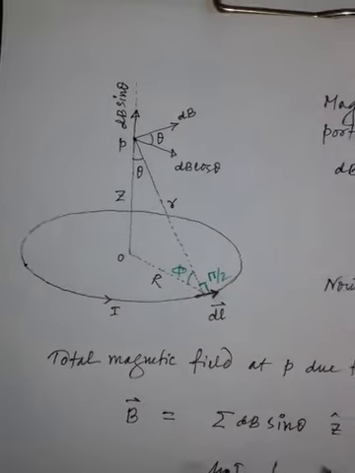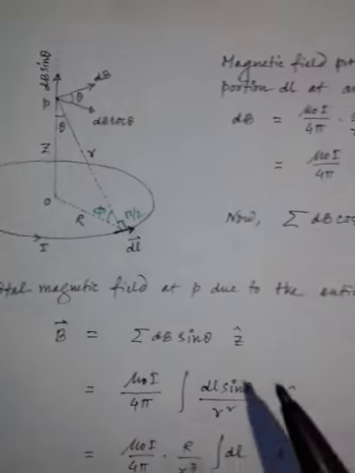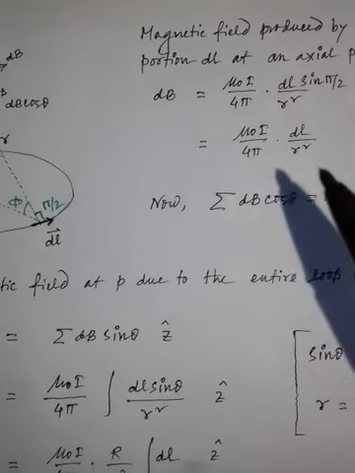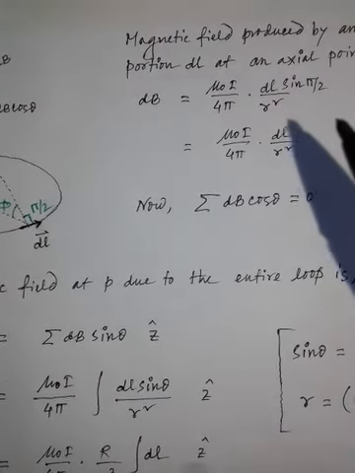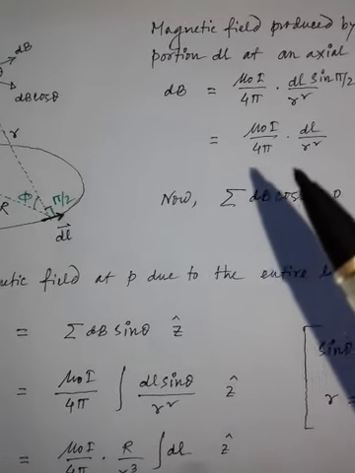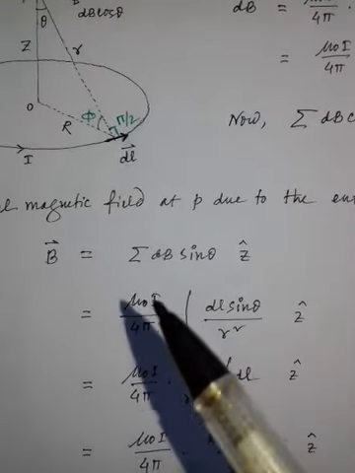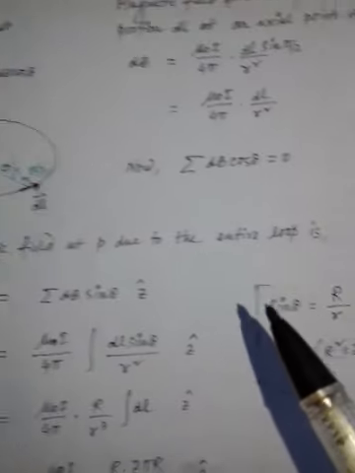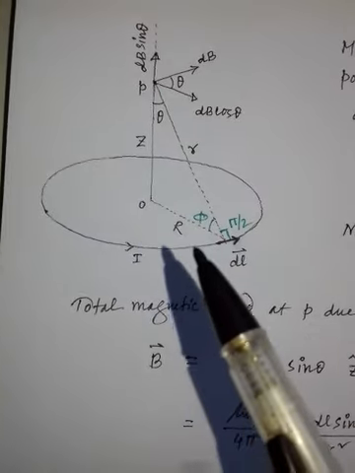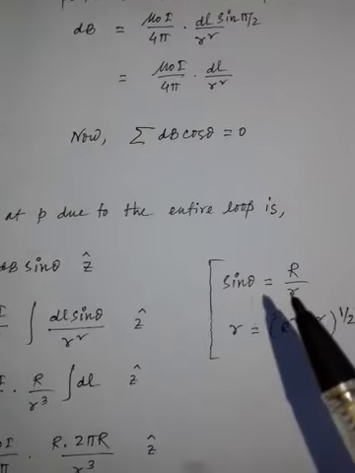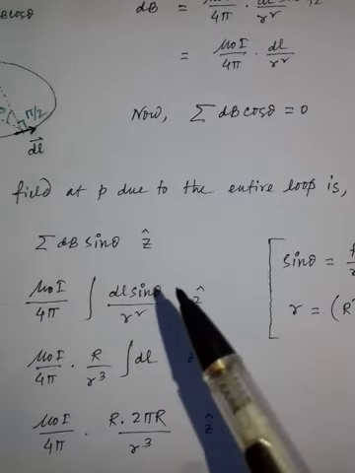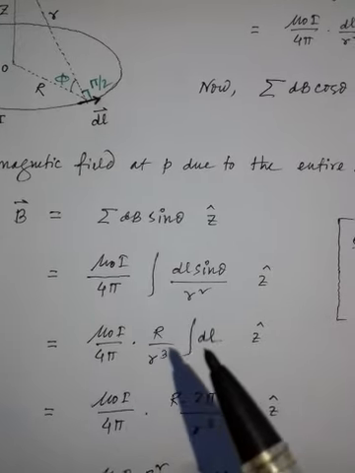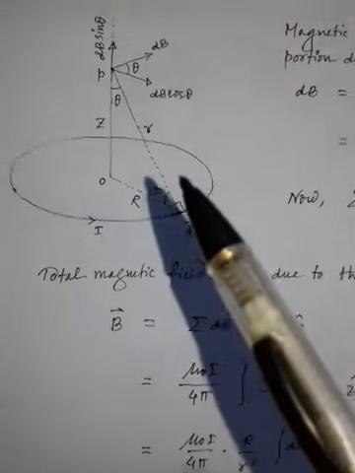Now what about this integration? We have the term dB is equal to mu naught by 4 pi dl by r square. So dB sin theta is equal to mu naught by 4 pi dl sin theta by r square. If we integrate over this expression, we get like this. Now sin theta can be written as capital R by small r. So if we replace this sin theta in this expression, then we get this term.